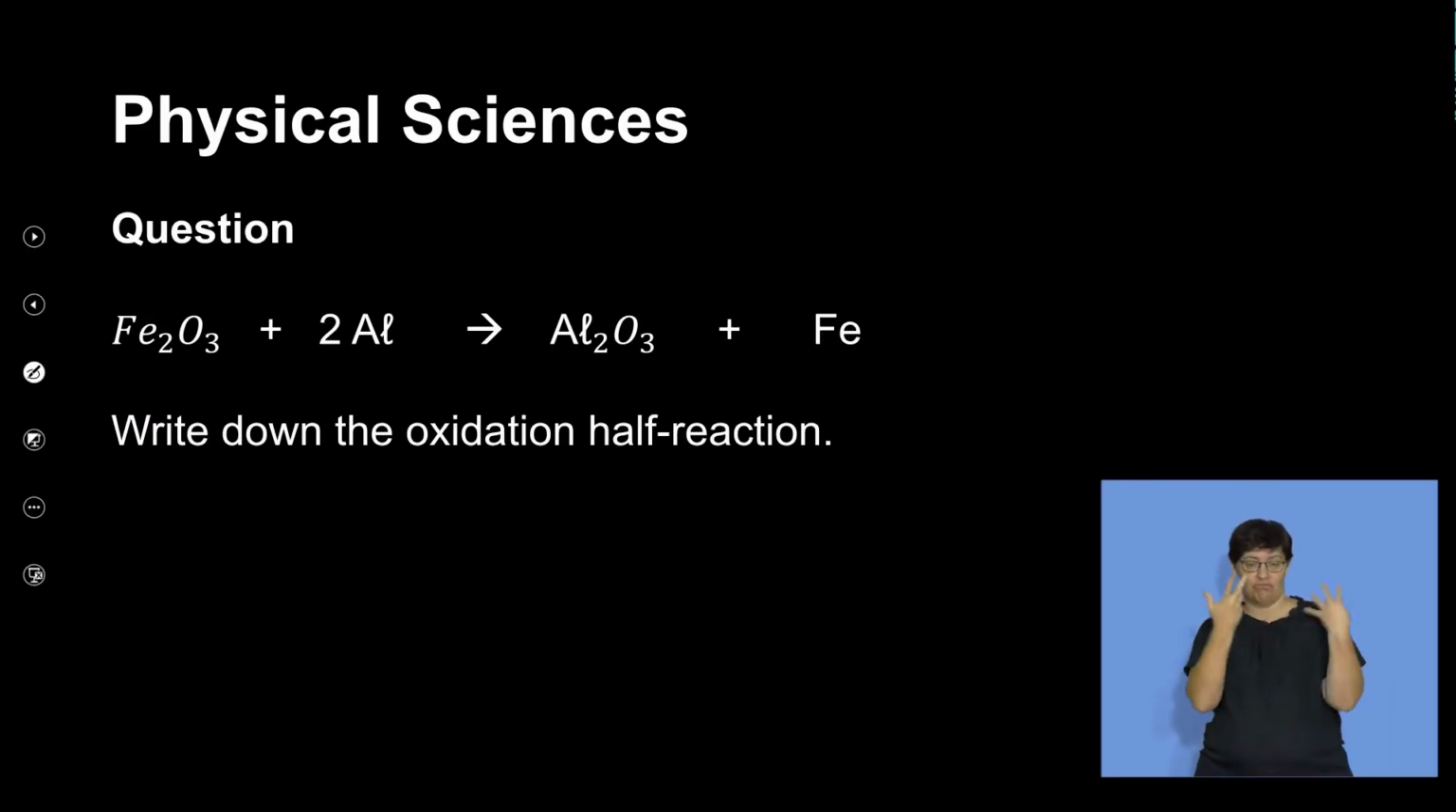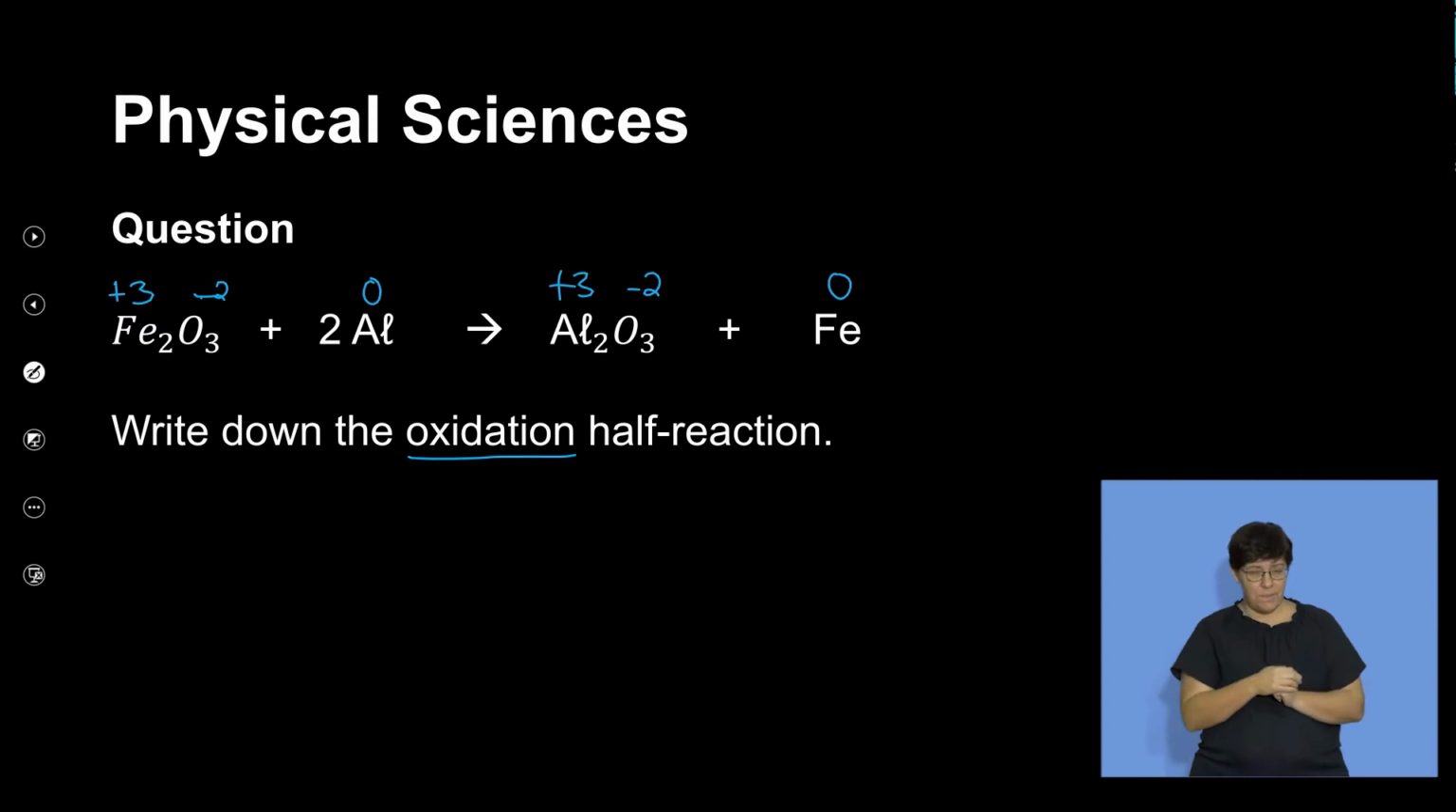Now the follow-up question says, write down the oxidation half reaction. So oxidation involves loss of electrons. So we know that iron here is +3, oxygen is -2 in its combined form, so the total is 0. When oxidation takes place, the substance actually loses electrons and there is an increase in the oxidation number. So if you look at, for argument's sake, aluminium, initially it has an oxidation number of 0 and then it changes to +3.